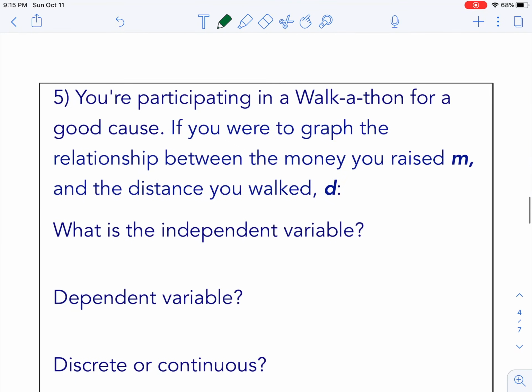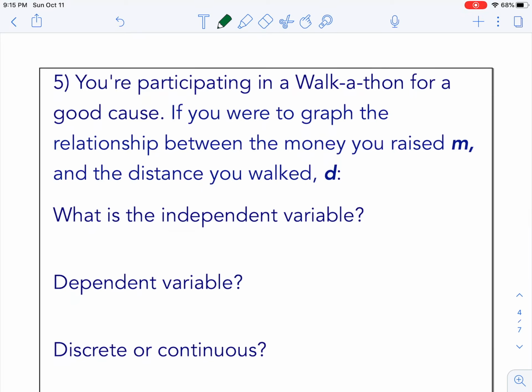All right, let's talk about independent and dependent variables. You're participating in a walkathon for a good cause. If you were to graph the relationship between the money raised and the distance you walked, what would be the independent and dependent variable? Well, which depends on which? Well, the money you raise is going to depend on the distance you walk.